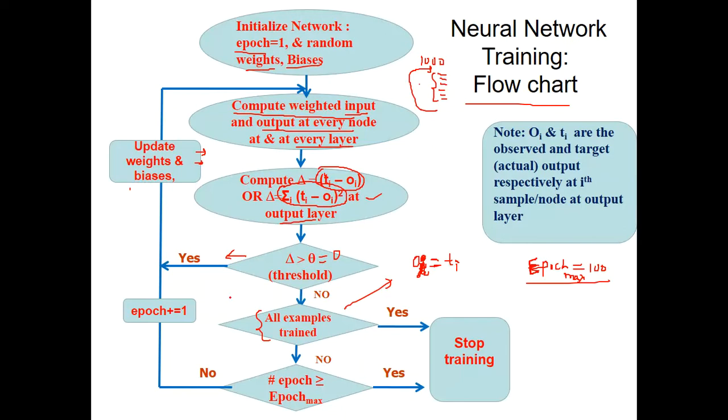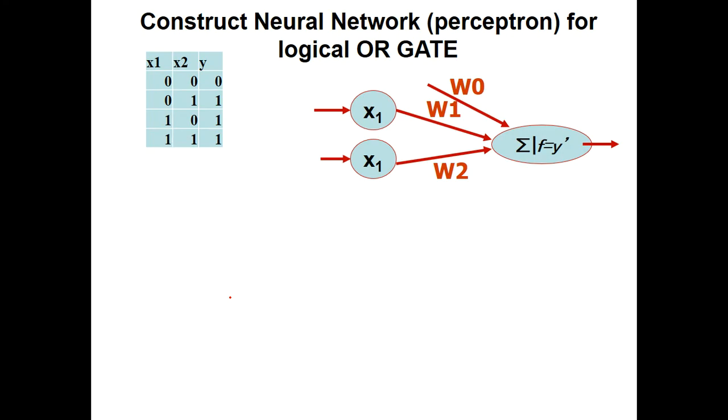The same thing we are going to do now. So let us have one example of logical OR gate. Here only two inputs, and one input we shall consider as bias. In this case, consider x0. x0 is always 1. So x0 is 1 1 1 1, and the target output is 0 1 1 1. You can call it t also.